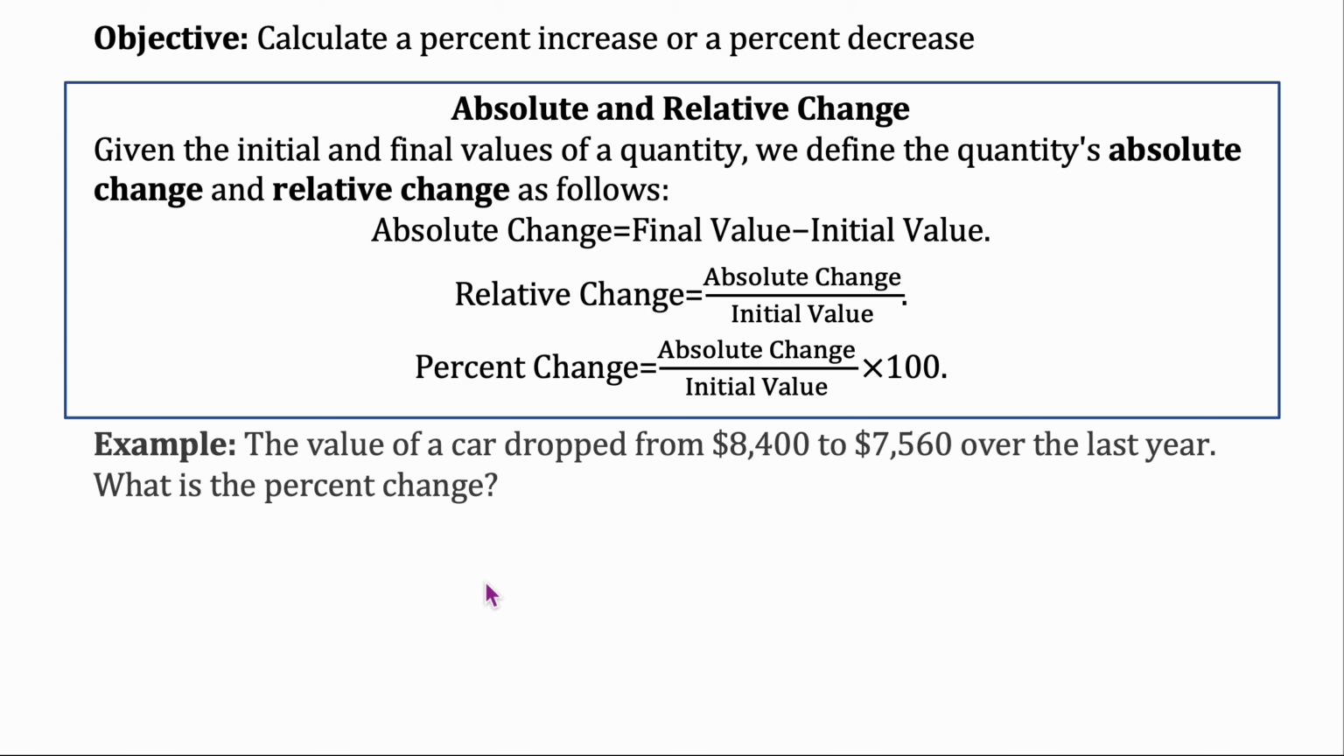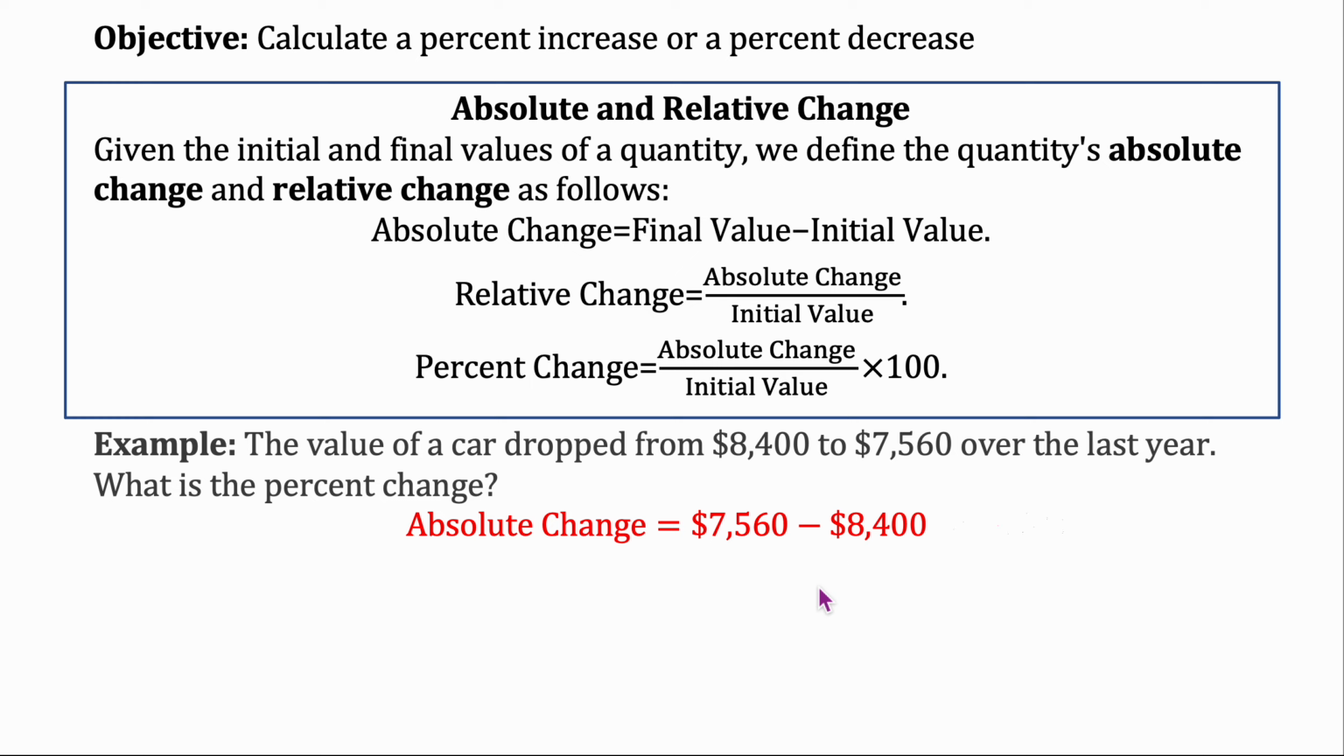So let's look at an example. The value of a car dropped from $8,400 to $7,560 over the last year. What is the percent change? Now we want to get all the way down to this bottom one, so let's start with the top. The first thing you want to find is the absolute change. Now remember, it's always final value minus initial value.